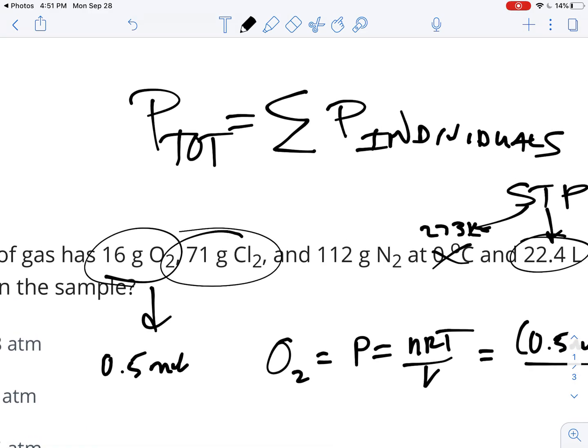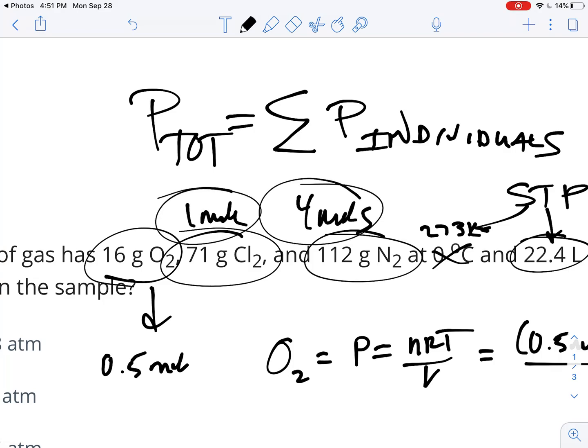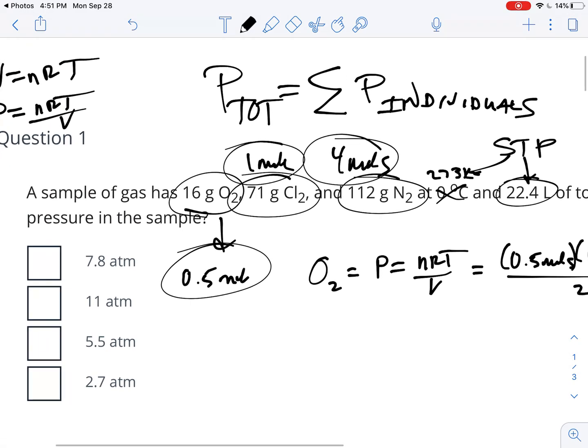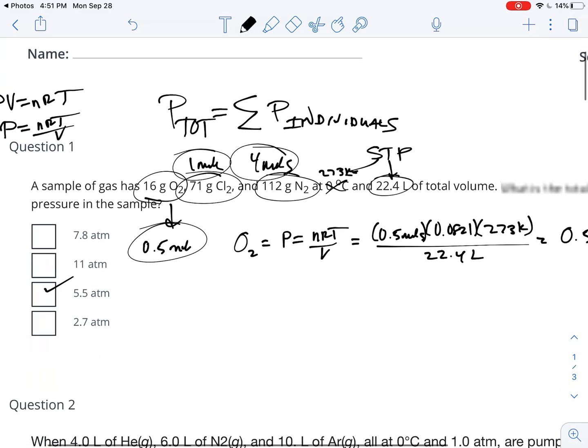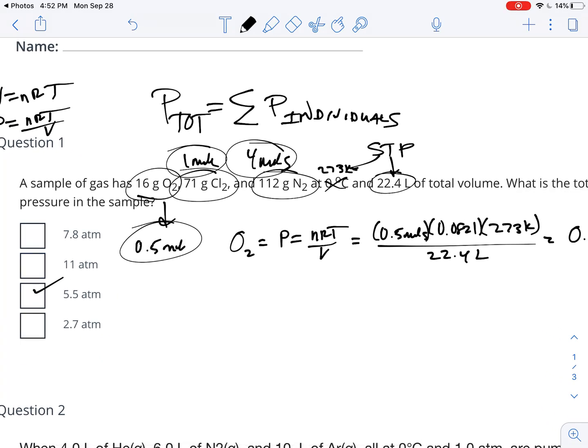71 grams of chlorine, that is 1 mole. 112 grams of nitrogen, that's 4 moles. So I've got 4 moles, 1 mole, and half a mole. That's going to be 5.5 moles, so it's going to be 5.5 atmospheres. And again, for each of those, this only works because it's at STP.